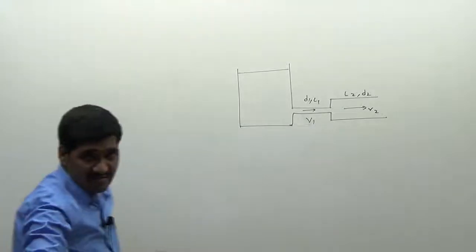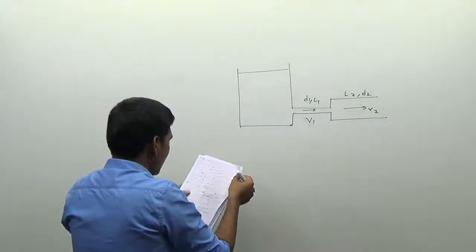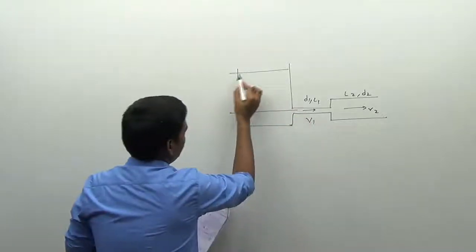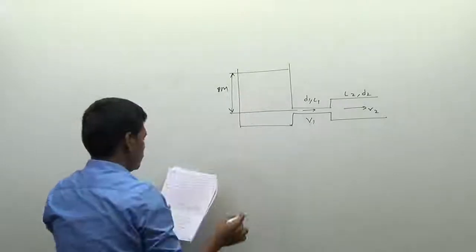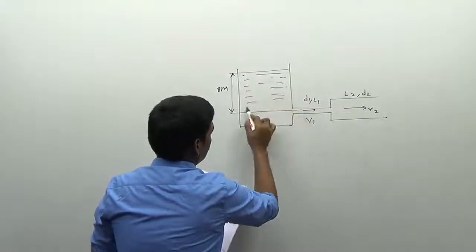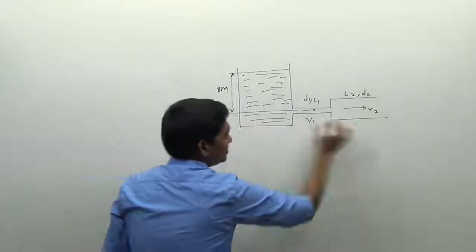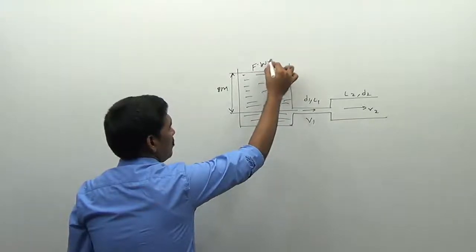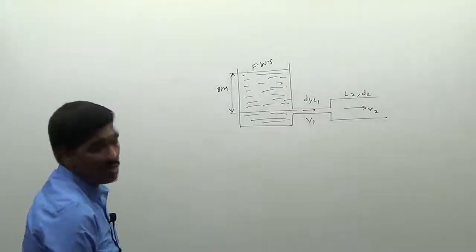First of all, let me write the given data. There is a tank here, and this tank has a free water surface level. The level of the water in the tank is 8 meters. This is the entire water we have in the given tank. The distance from the axis of the pipeline to the free water surface level is 8 meters, and this free water surface is exposed to the atmosphere. So at the surface, atmospheric pressure will always be acting.